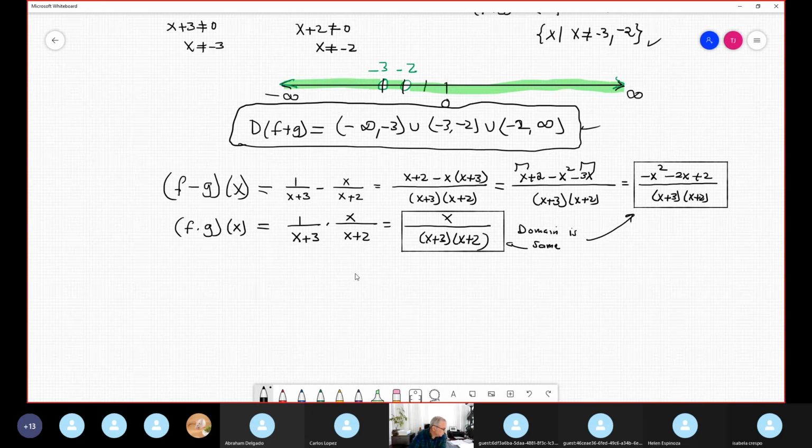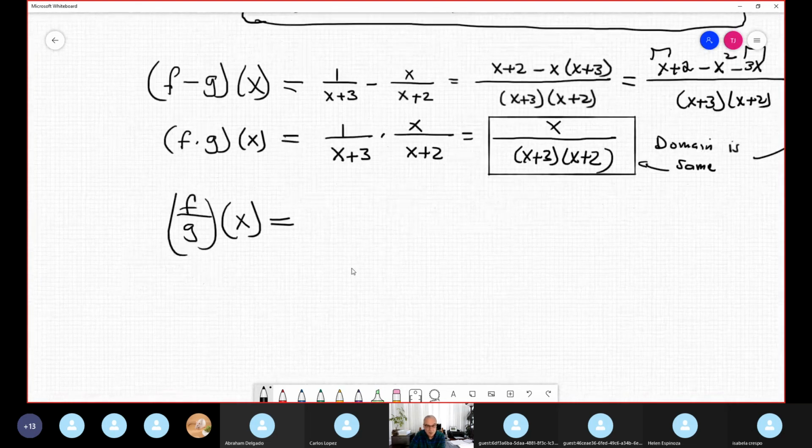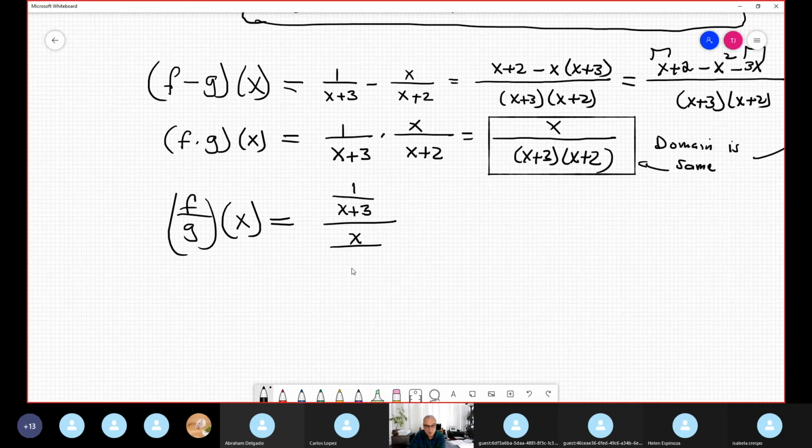Okay, division. Well, division is not the same, because division introduces an additional condition: the denominator is not 0. So let's do a division. f divided by g of x. Let me just focus here, zoom in. This is 1 over x plus 3 divided by x over x plus 2.